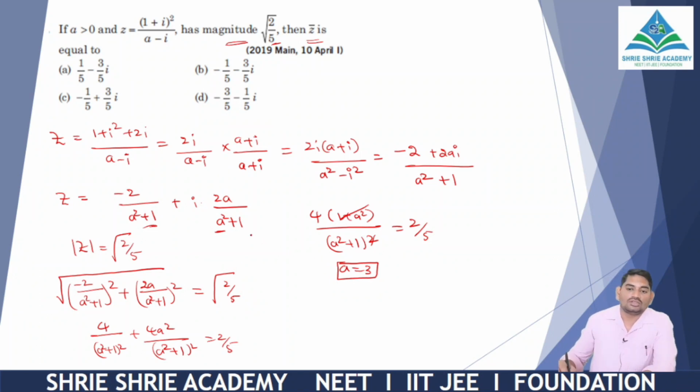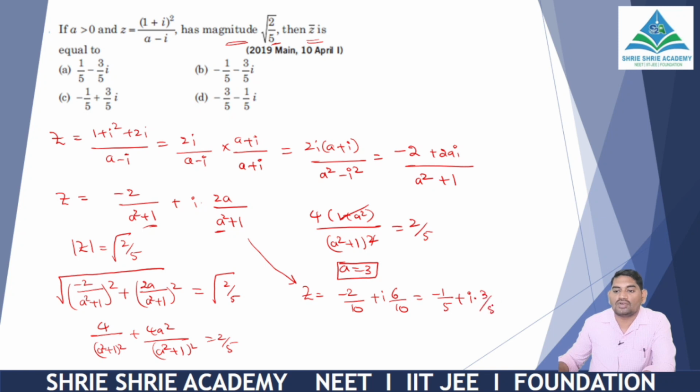So now the complex number z, substituting a value 3, becomes minus 2 by 10 plus i into 6 by 10, which we can also write as minus 1 by 5 plus i into 3 by 5. So this is the complex number we got finally: z is equal to minus 1 by 5 plus i into 3 by 5. Minus 1 by 5 is the real part and 3 by 5 is the imaginary part.